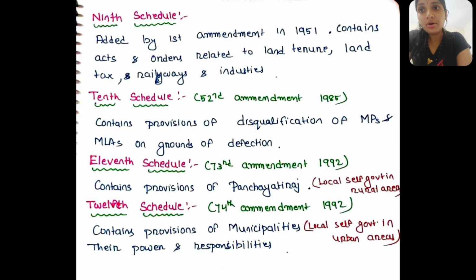Then comes the 12th schedule, which was added in the 74th Amendment in the same year, 1992, and it contains the provisions of municipalities. What is a municipality? It is the local self-government in the urban areas, like the Panchayati Raj, which is the local self-government in the rural areas, and their powers and responsibilities are all listed in the 12th schedule. Hence, the 11th schedule contains the Panchayati Raj system, while the 12th one contains the municipality system.